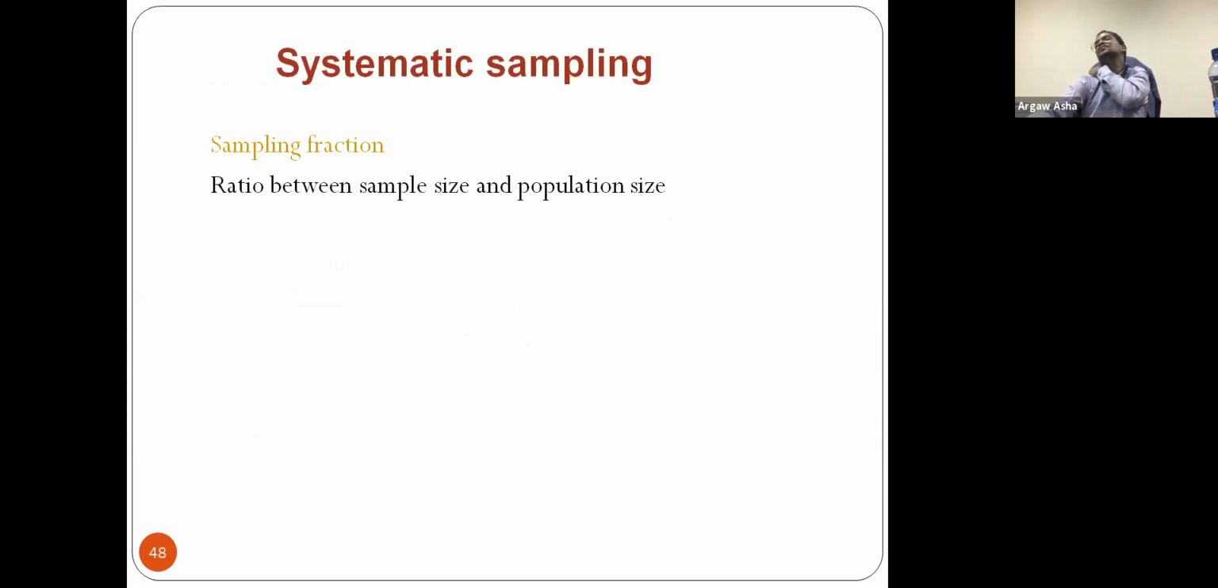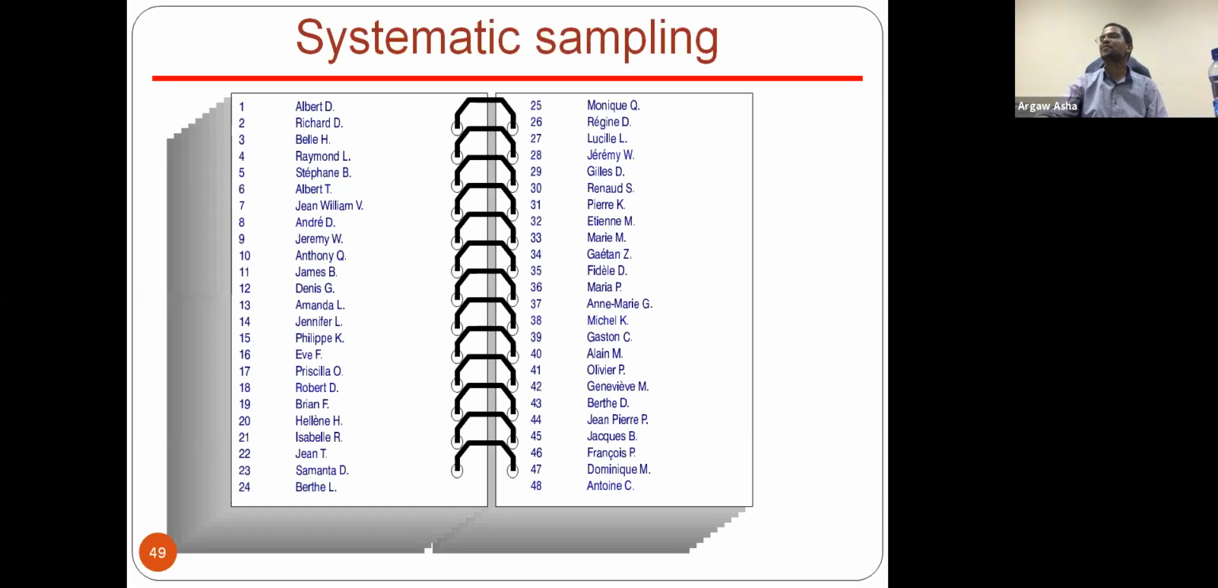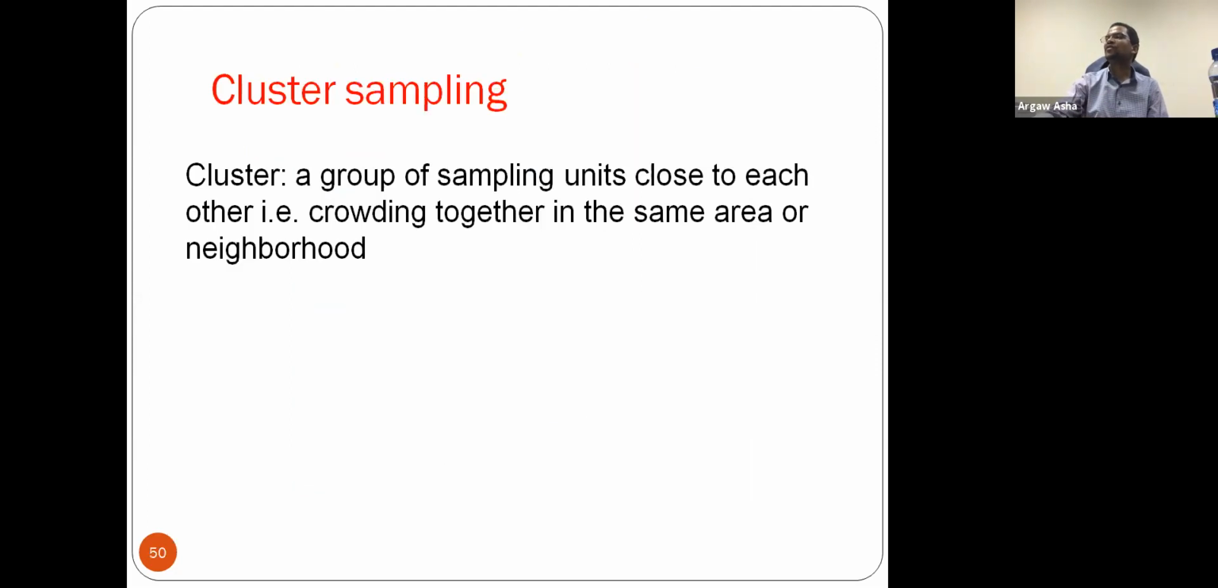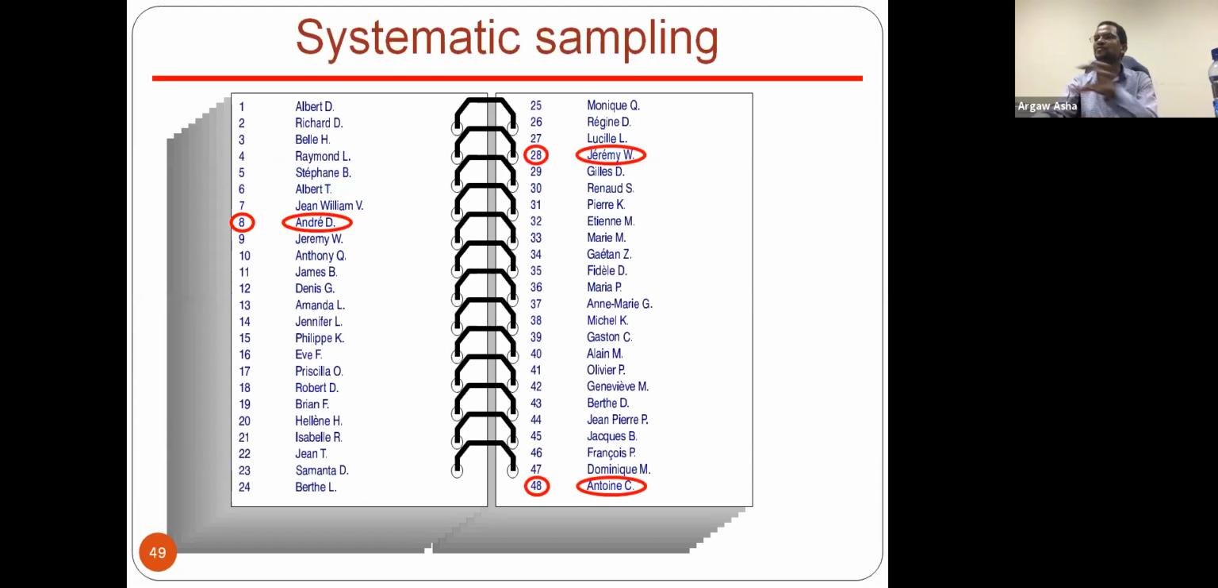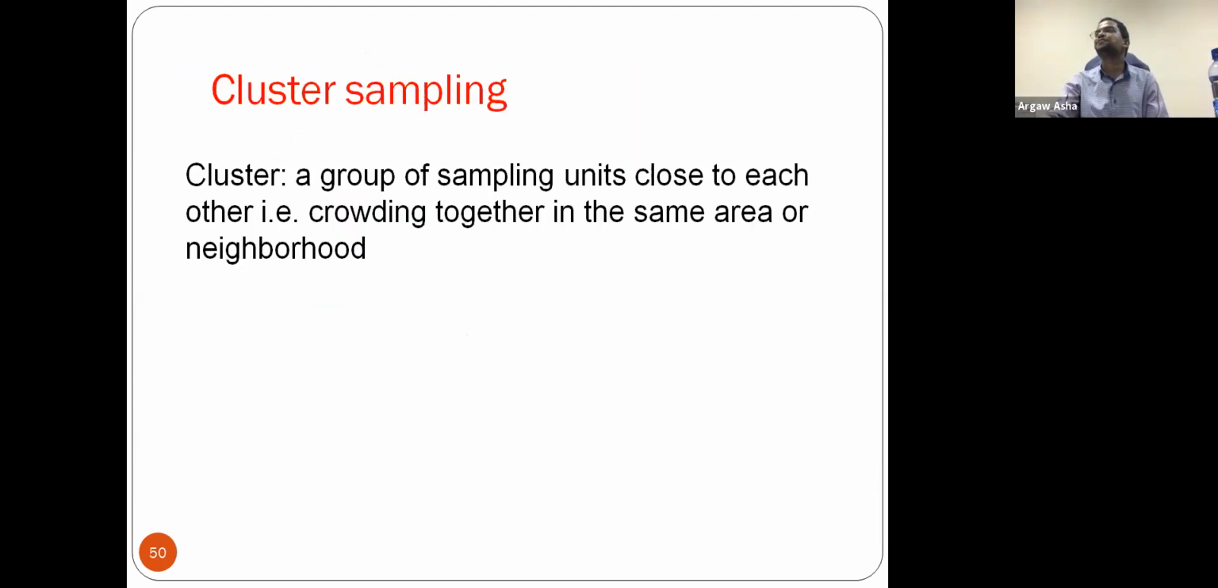Systematic sampling is based on ratio. Systematic means based on ratio, the ratio between sampling fractions. How can you choose, for instance, girls from boys? Ratio with sample size. Look, you can choose Andrea, Jeremy, and so on. In such cases we choose this way. Systematic means from the size of the population we can choose the sample size.